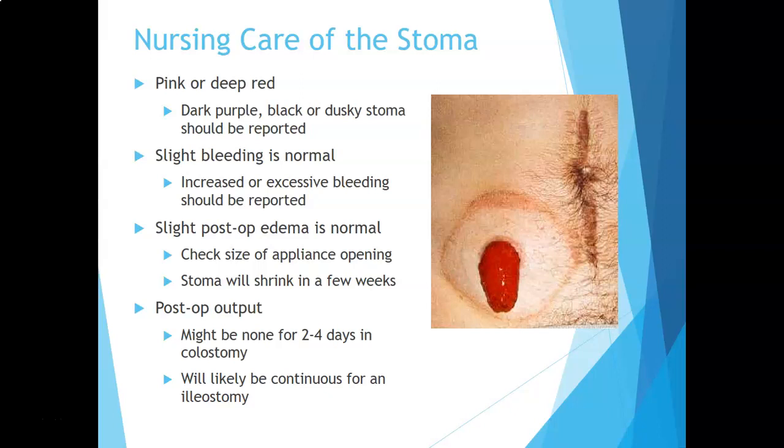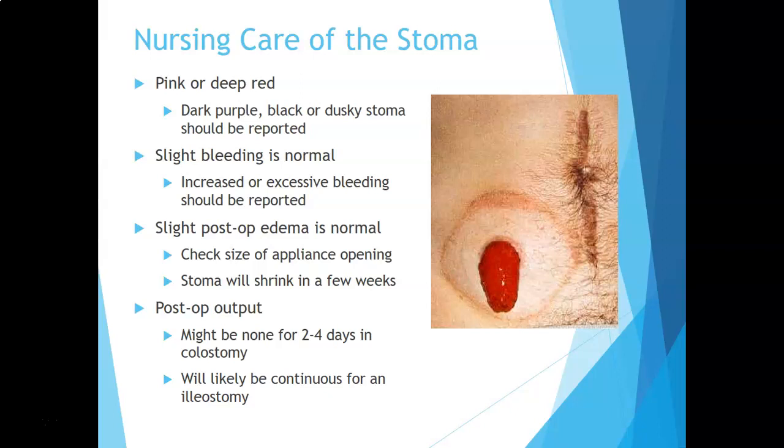Slight bleeding is normal, especially first thing following a surgery to create an ostomy. But of course, we should report an increased or excessive bleeding. And then really once that ostomy is stable and has been there for a while, it shouldn't be bleeding anymore. So any bleeding after that should be reported to the patient's physician. Slight post-op edema is also normal. We're going to need to make sure that we are checking the size of an appliance because the stoma will generally shrink in a few weeks, so we need to make sure that that size is appropriate and stays appropriate. The best way to do this, especially when they're new, is just constant measuring of it.